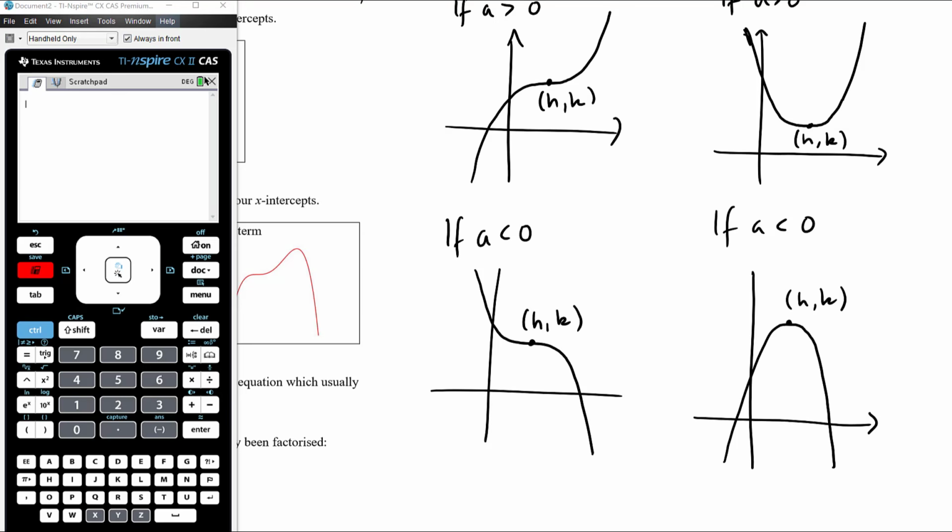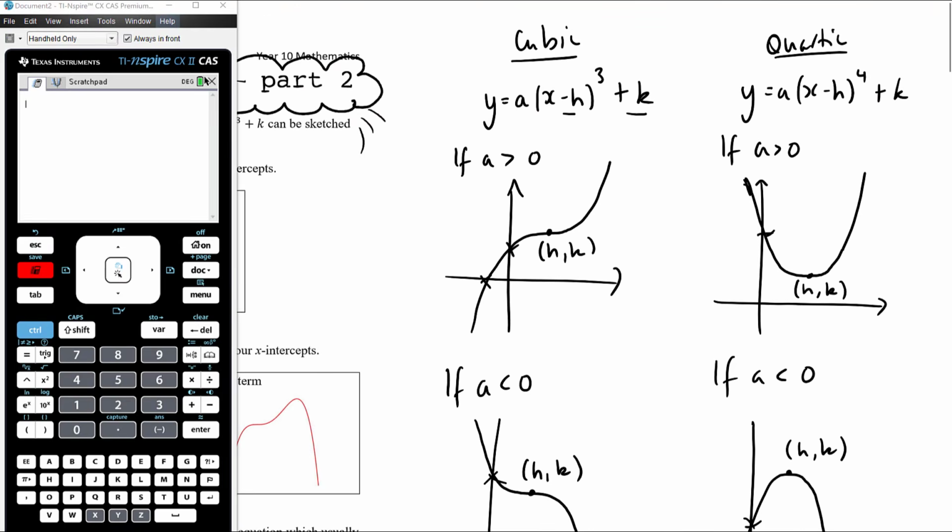In doing that, we have to find x-intercepts and y-intercepts. Calculating x-intercepts when our equation is in this form is really easy, because both these equations can be solved by rearrangement. Subtract k, divide by a, take the cube or the fourth root, and add h.